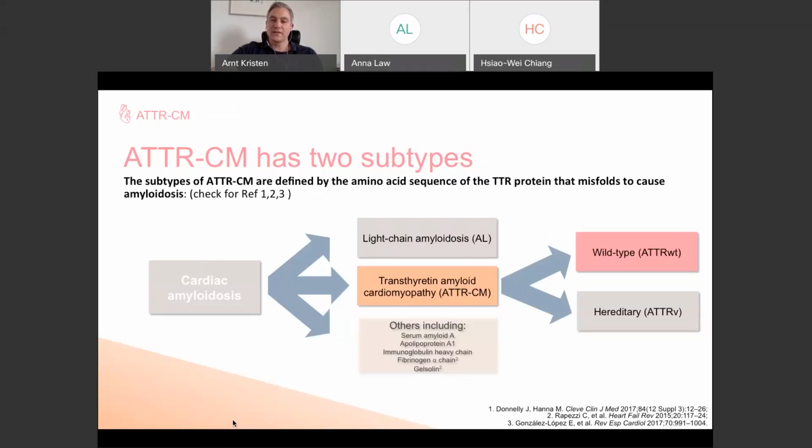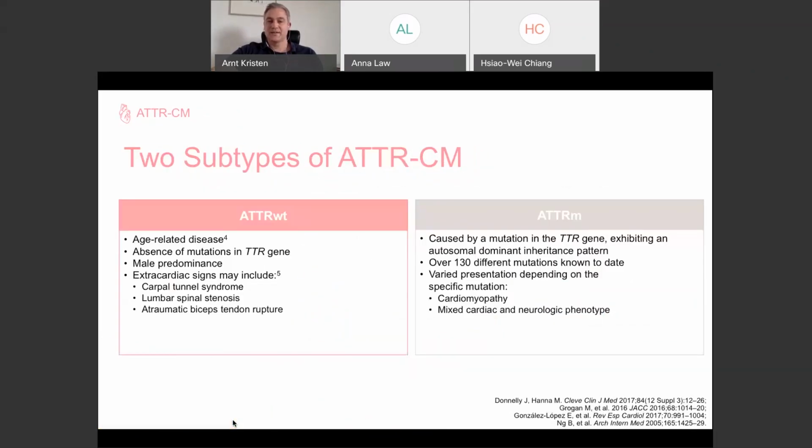And then we do have two different subtypes of ATTR-CM. On the one hand, it's the wild-type TTR amyloidosis. It's an age-related disease. Patients do not have any gene variant in the TTR gene, and predominantly male patients are affected by this disease. There are some specific clues or extracardiac signs that may include carpal tunnel syndrome, lumbar spinal stenosis, or biceps tendon rupture.